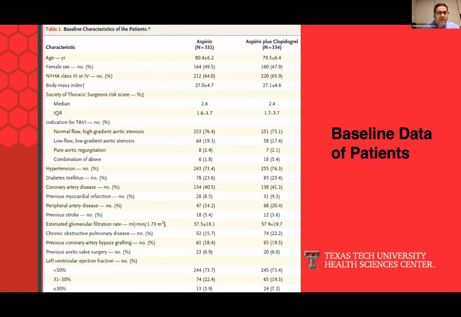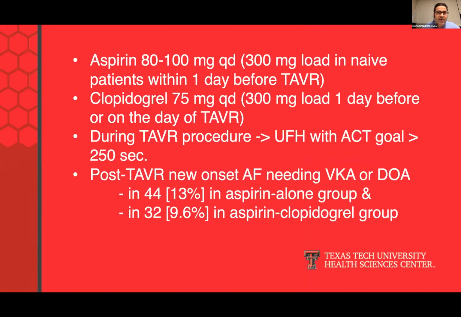The baseline characteristics were quite similar across both groups. The dosages were slightly different, but not really. Aspirin was 80 to 100 milligrams, Plavix was 75, with a 300 load if they had not been loaded before. During the TAVR procedure, unfractionated heparin was given with an ACT goal of 250, and post-TAVR, new-onset AF needing either a DOAC or warfarin occurred in 44% of patients in the aspirin alone group and 32% in the aspirin plus Plavix group.